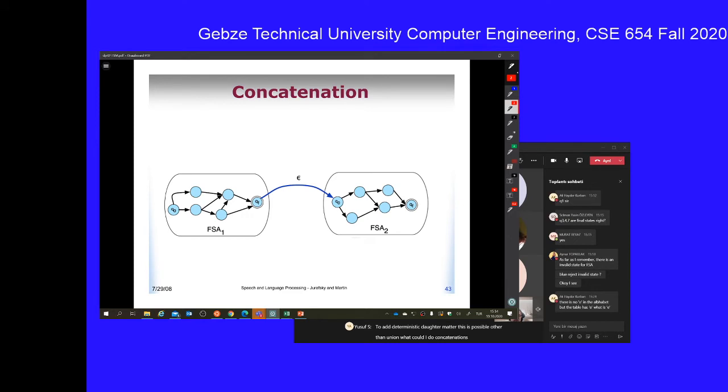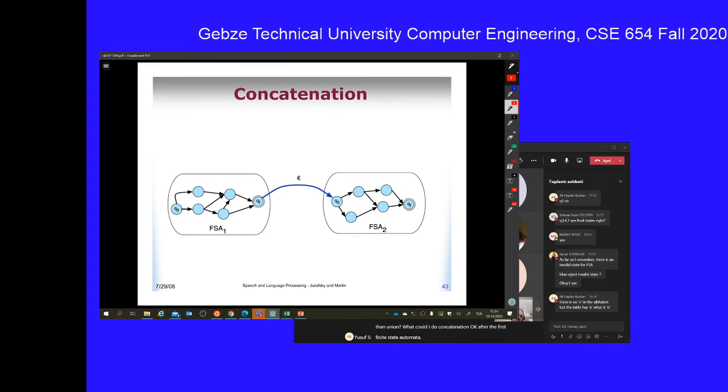Other than union, what could I do? Concatenation. After the first finite state automata, I'd like to continue with the second finite state automata. So it's going to be a sheep word, after that a chicken word. Something like that. This is a concatenation. Again, an epsilon transition.